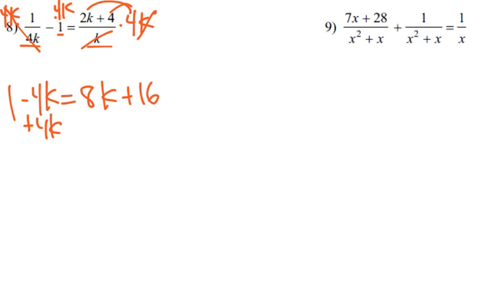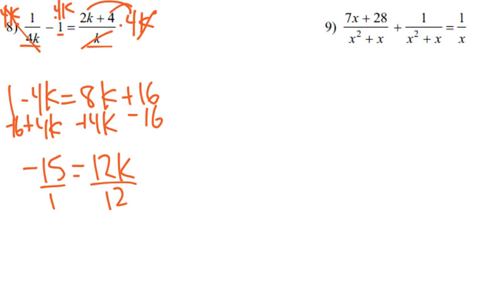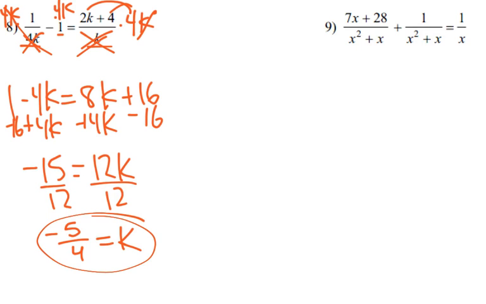So I add 4k to both sides, we get 12k, subtract 16, get negative 15 equals 12k, divide by 12, we get negative 5/4 equals k, or negative 1 1/4, or negative 1.25. Okay, once again, those won't make anything 0, so there's my answer.